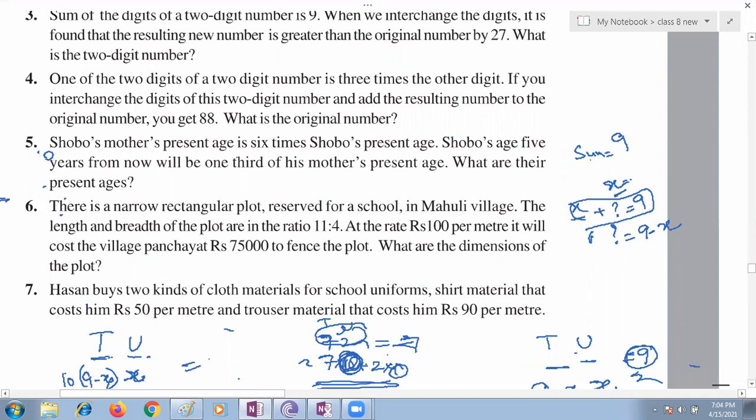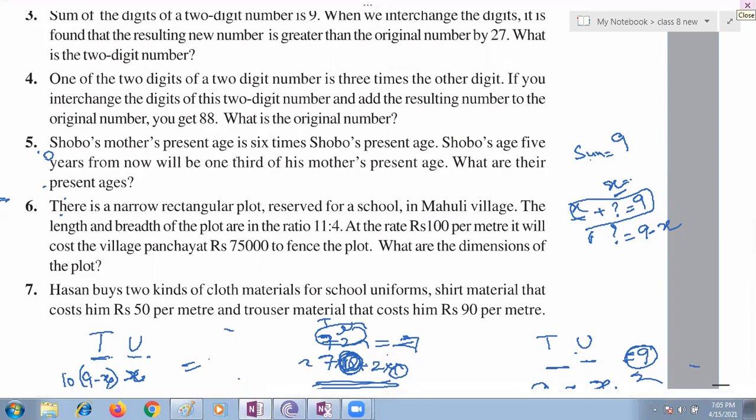Srihita, please read the fourth bit. Yes, ma'am. One of the two digits of a two-digit number is 3 times the other digit. If you interchange the digits of this two-digit number and add the resulting number to the original number, you get 88. What is the original number?